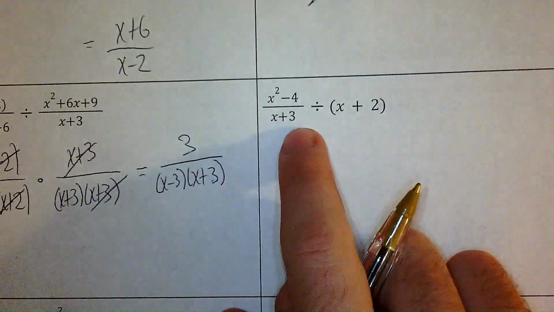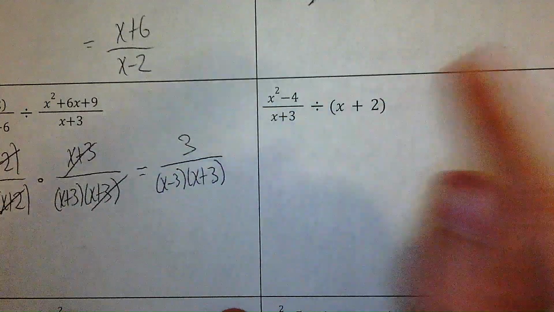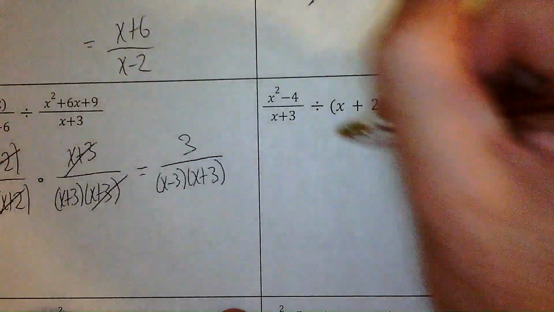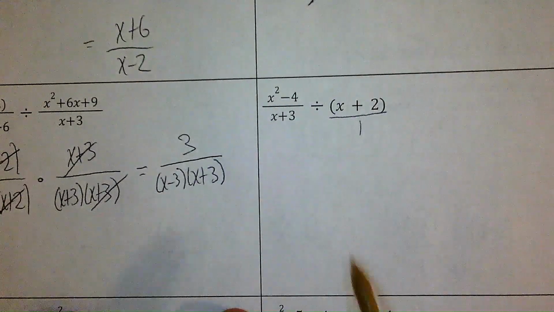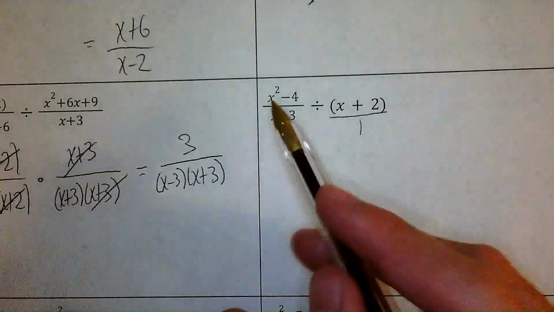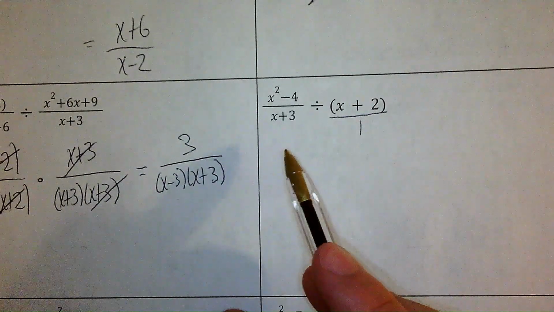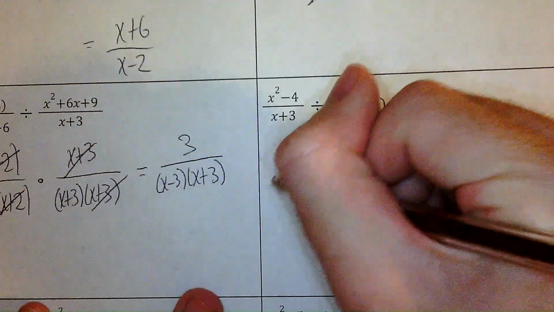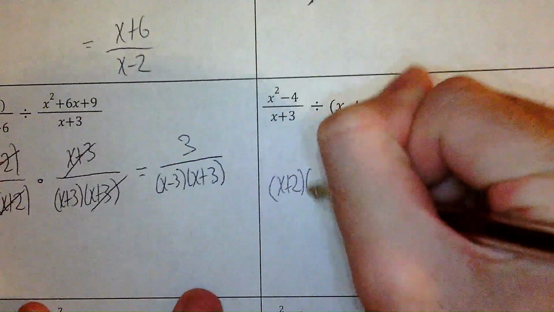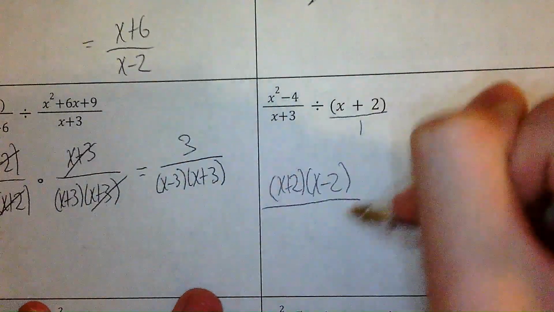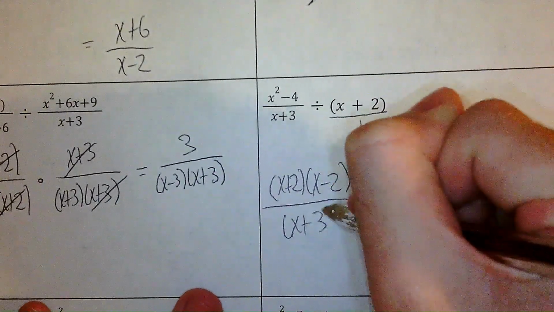Over here, we have x plus 3, x plus 2. Again, it's a fraction over 1, and then we're going to factor this. This is a difference of squares again. We're going to have x, and then this is going to be 2 squared. So let's factor into x plus 2 and x minus 2. X plus 3 is still here.